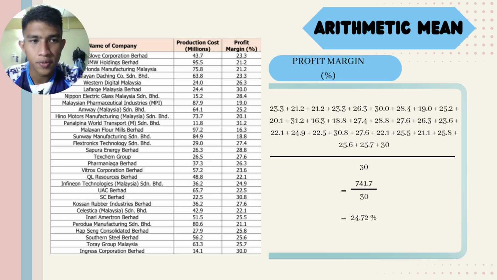For the arithmetic mean for profit margin, as usual, we just add all the profit margins of the companies and then divide by 30. So 741.7% divided by 30, the answer for average profit margin is 34.72%.